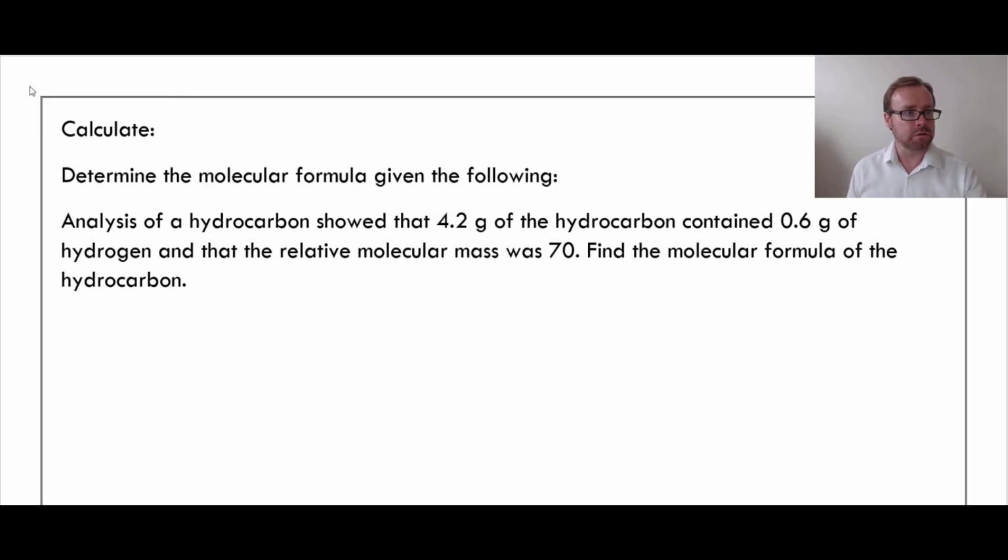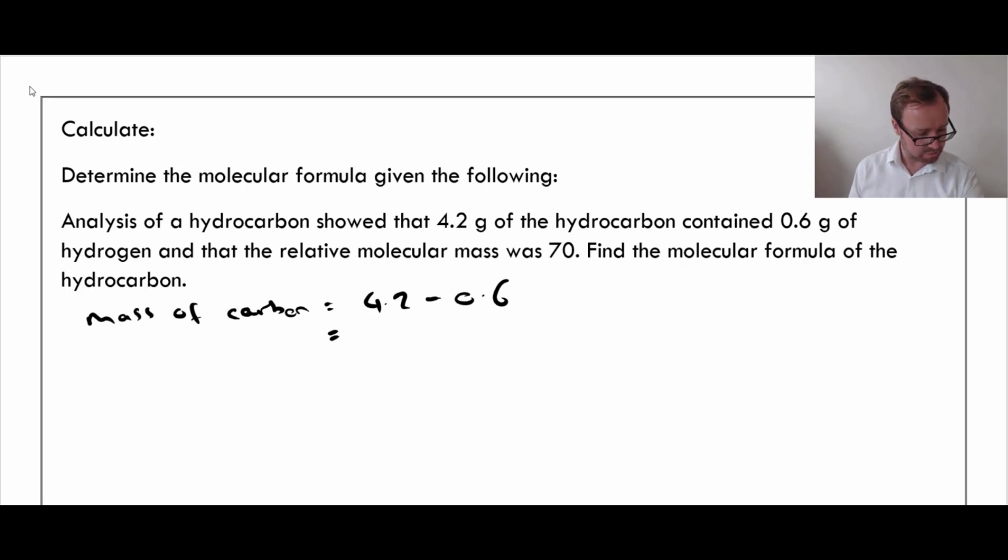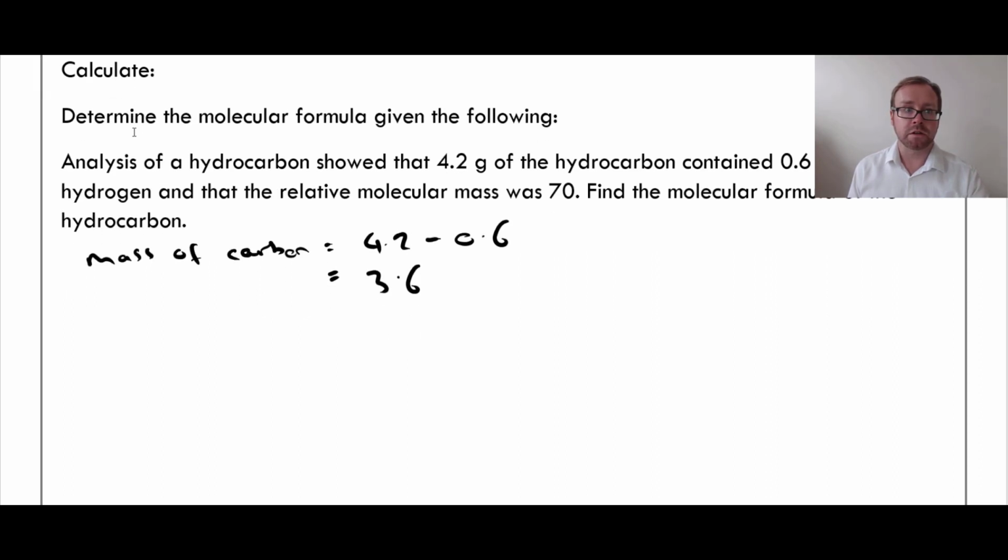Okay, I'm sure you've all done it. Was there anything tricky in this? No, not really, I don't think. So, a slight first step is that we are only given the mass of hydrogen. So to work out my mass of carbon, I must have my total mass minus my mass of hydrogen, which gives us 3.6. Now I can start doing my empirical formula calculation using n equals m over MR, for carbon and hydrogen.